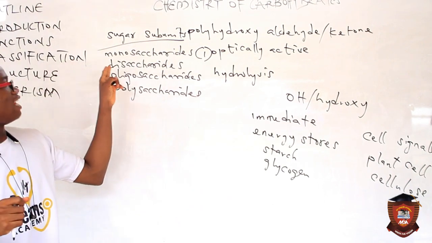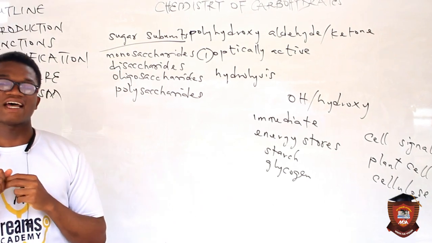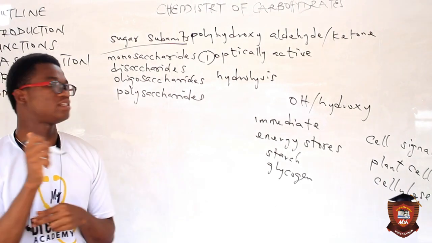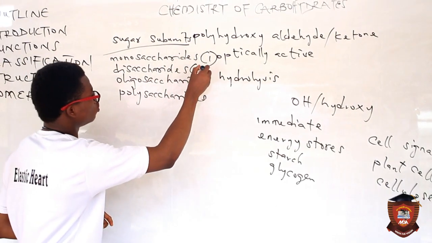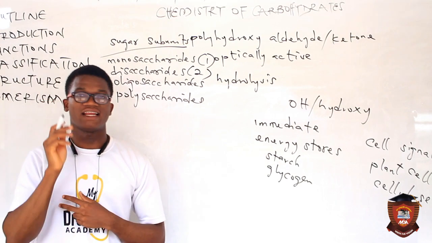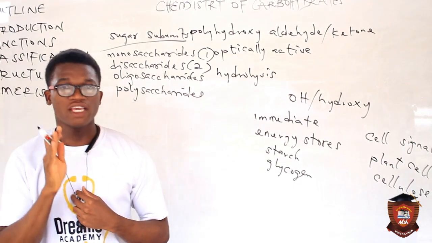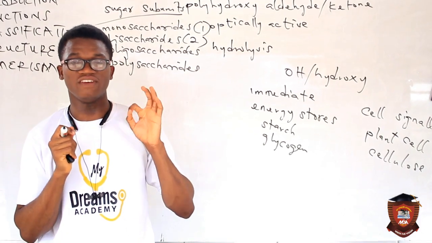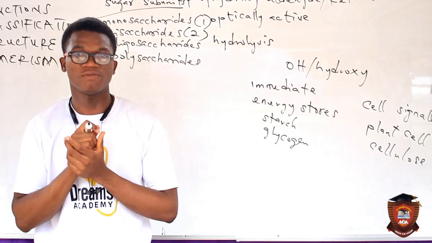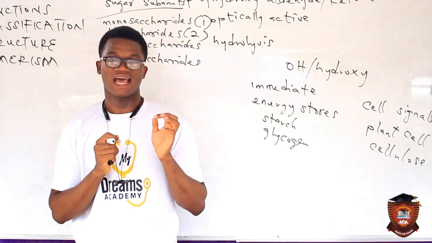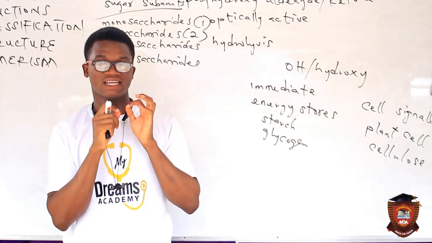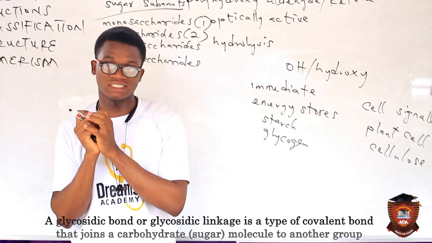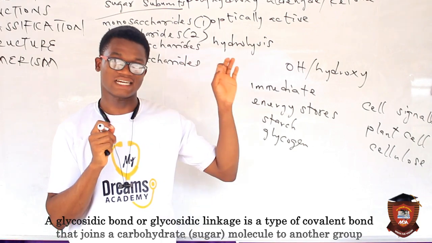Now, secondly, we have the disaccharide, and as the name implies, it has two sugar subunits. So disaccharide means two sugar units. And I need to stress this, that the two sugar units that make up a disaccharide may be of the same or different monosaccharides. What do I mean by this? A glucose and another glucose can come together and form a glycosidic bond to give you a disaccharide.